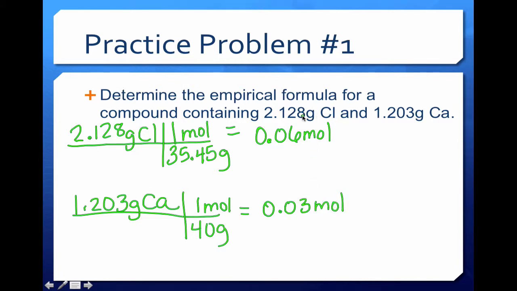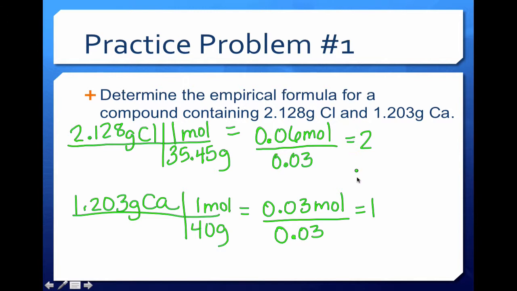So percent to mass, mass to mole, that's what we just did. Divide by small. You look at your answers and pick out the smallest one and divide each answer by the smallest one. So in this case, that'll be the 0.03. This will come out as 2. This will come out as 1. And then that last step in the rhyme was multiply till whole. Well, these are already whole numbers, so I don't have to do that last step.